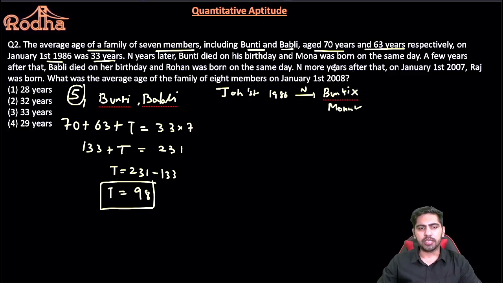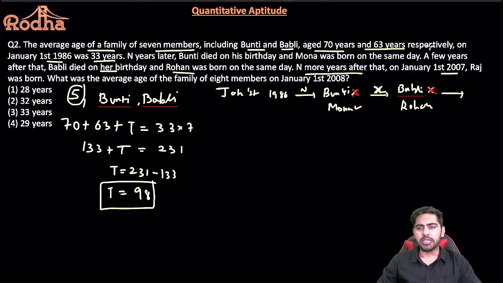Or a few years after that, Bubbly died on her birthday and Rohan was born on the same day. A few years later, so I don't know how many years, let's say X years later. Now this time Bubbly died on her birthday, and then Rohan is born, right? And more years after that, on January 1st, 2007. I'll write the cross in red so that you understand that this person is no more.